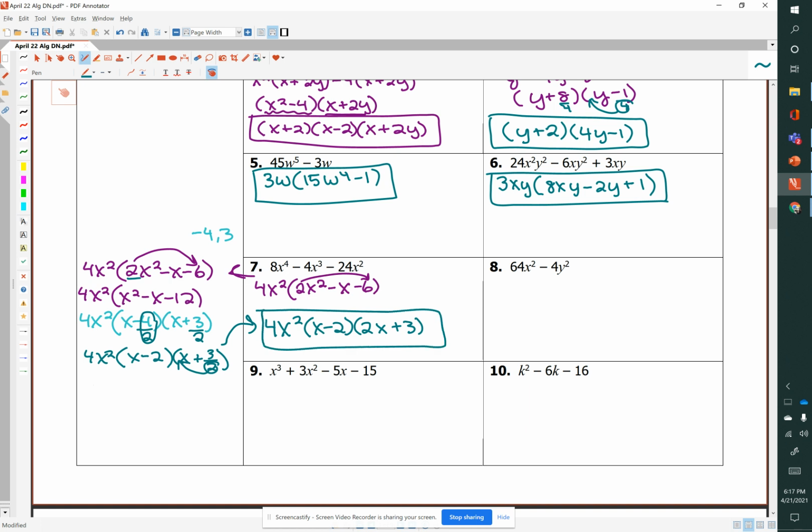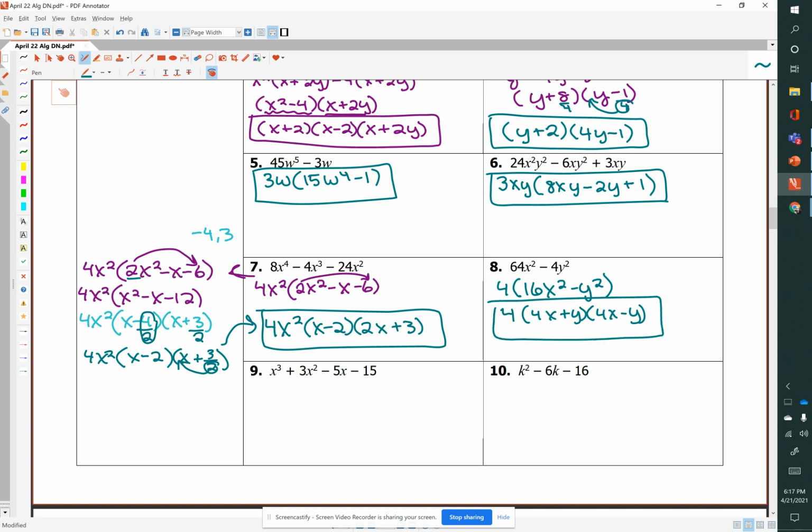So for number 8, we certainly can factor out a 4, which would leave us with 16x squared minus y squared, which is a difference of squares. So let's apply the difference of squares rule. That would be 4x plus y, 4x minus y. And that's our final answer.